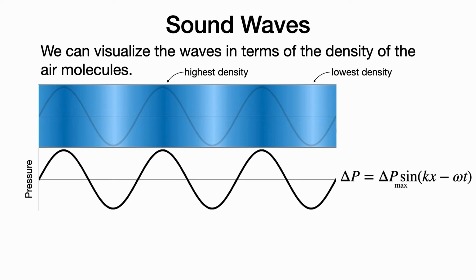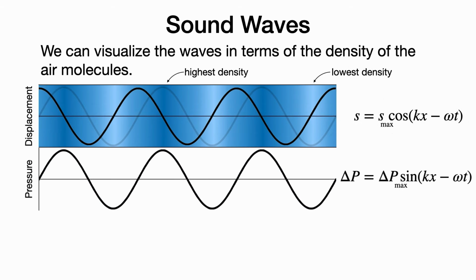We can also describe the waves in terms of displacement of the air molecules away from equilibrium. In this case, the waves are described by cosine kx minus omega t times the amplitude, which is the maximum displacement of the particles in distance away from equilibrium. Notice that there is a 90-degree phase difference between these two wave descriptions.